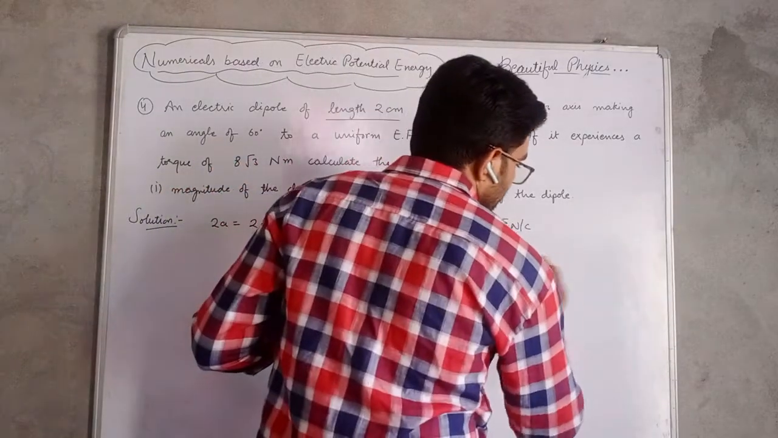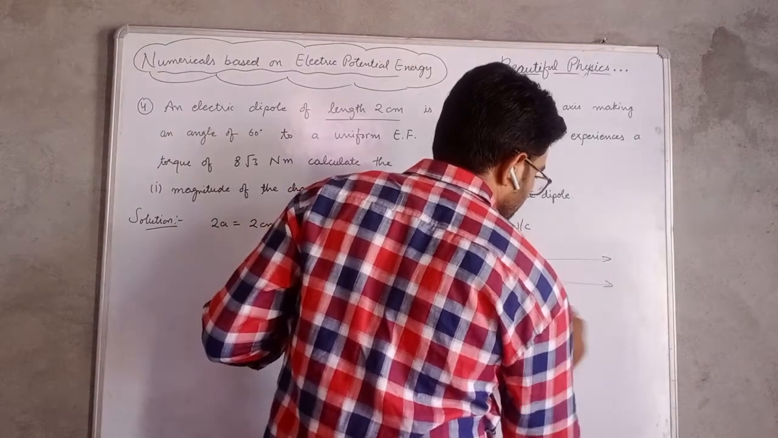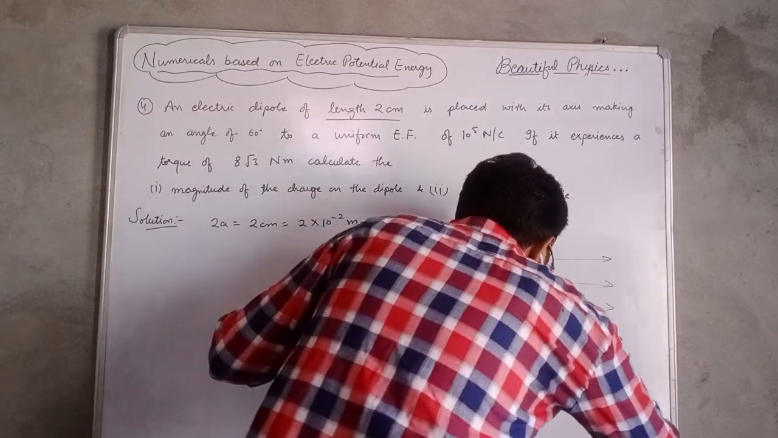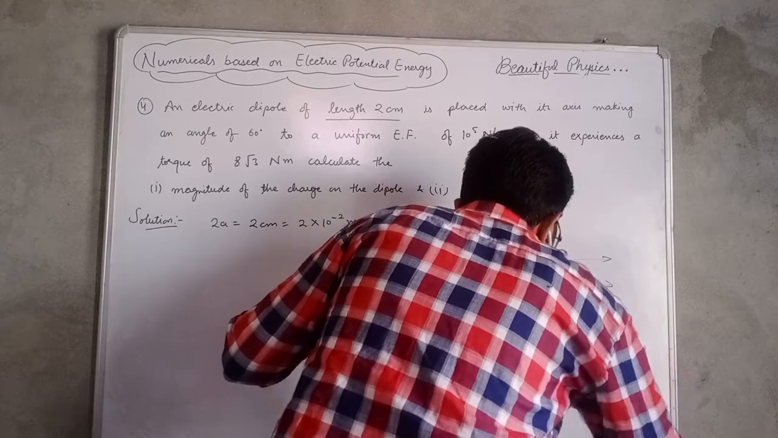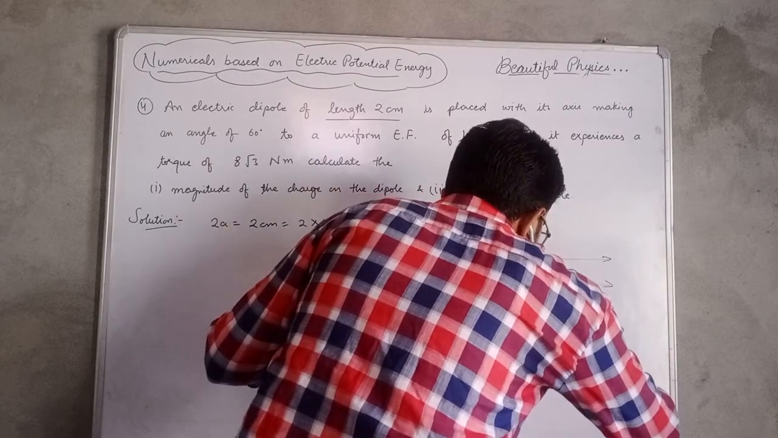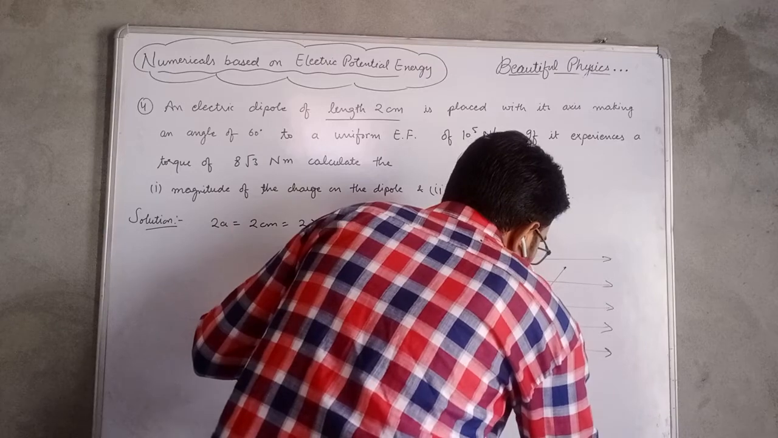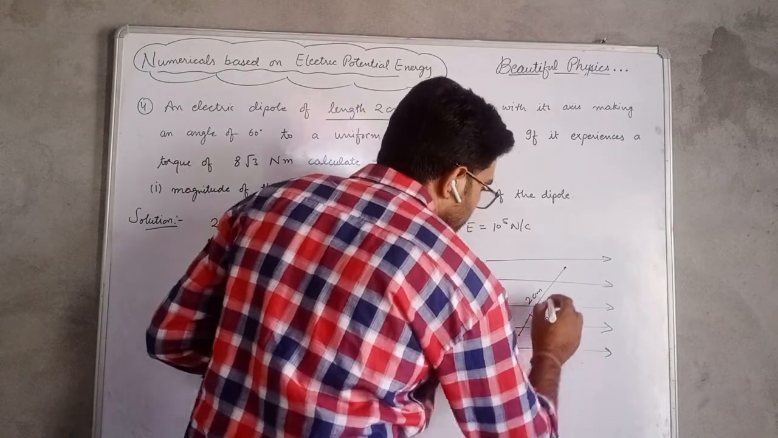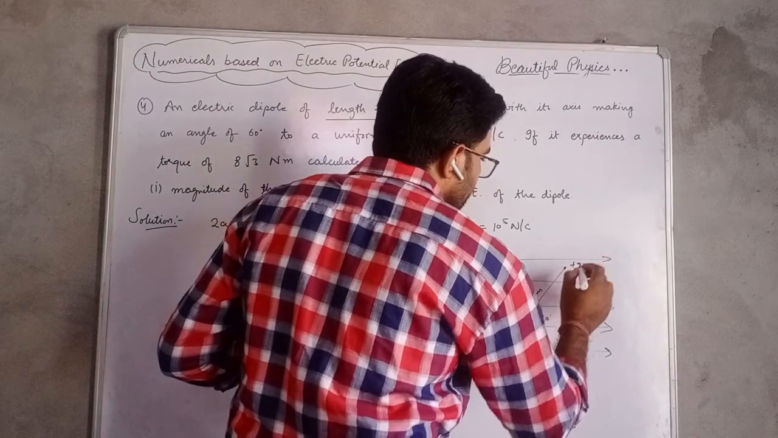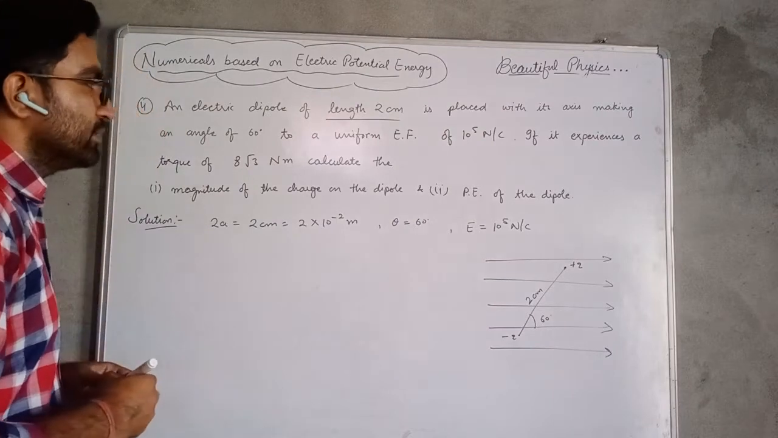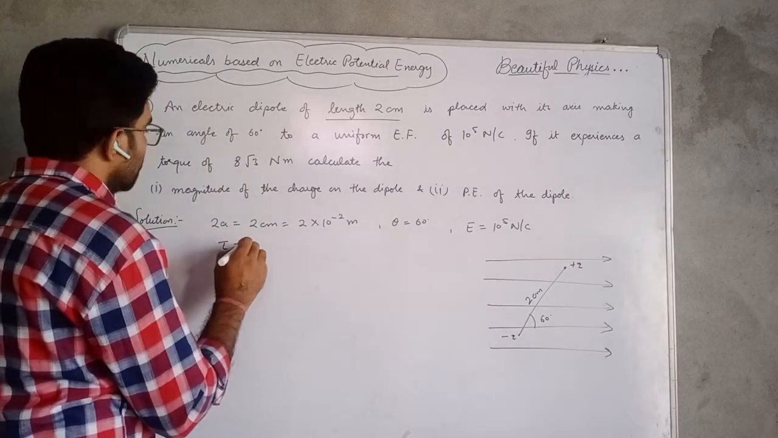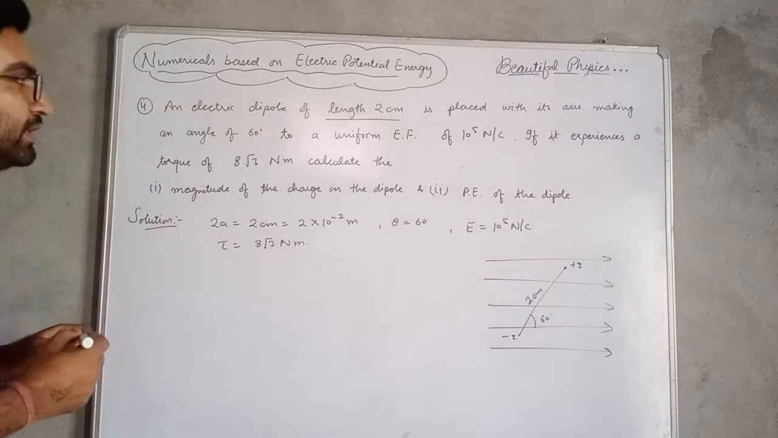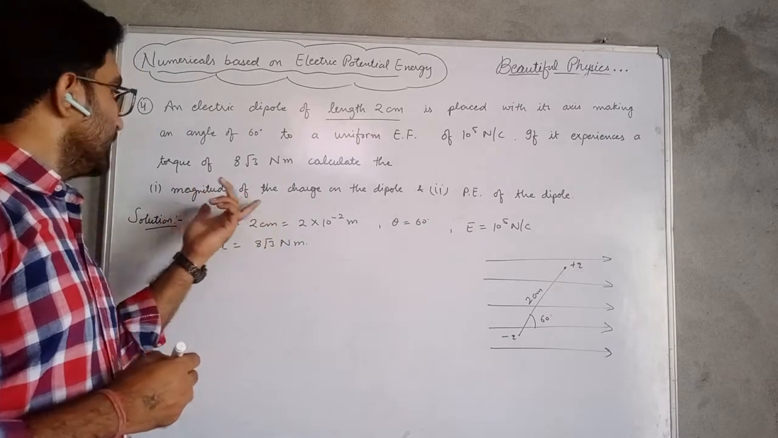We have given an electric field and we have a dipole of 2 cm making an angle of 60 degree with the uniform electric field. Suppose this is our minus Q charge and this is our plus Q charge. The torque experienced by the dipole is tau equal to 8 root 3 Newton meter, and we have to find out firstly the magnitude of the charge.